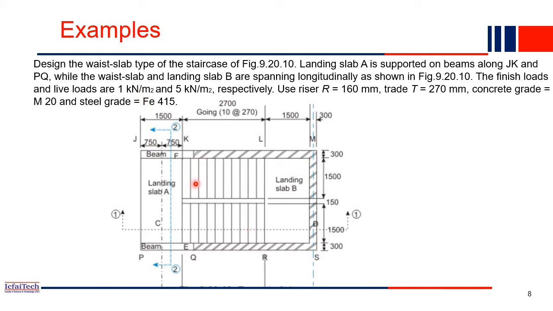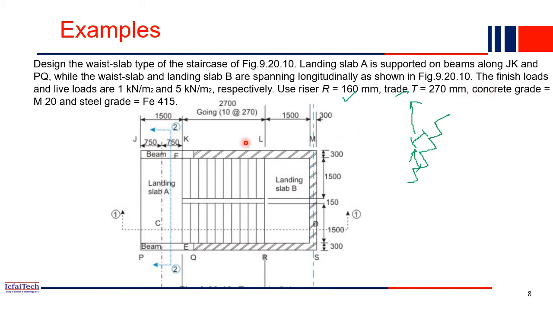How much load is applied on this staircase, that is also given: 1 kN per meter square and 5 kN per meter square respectively. Use riser. So riser value is given to us, 160. What is riser? So riser means this height, right? Height of each step. So this is our riser. So riser value is given to us 160, and tread is basically this length, T. That is also given to us, which is 270 mm.